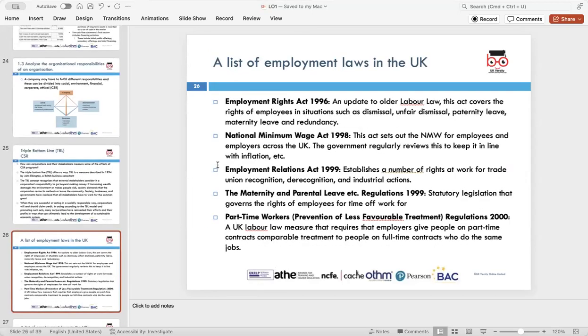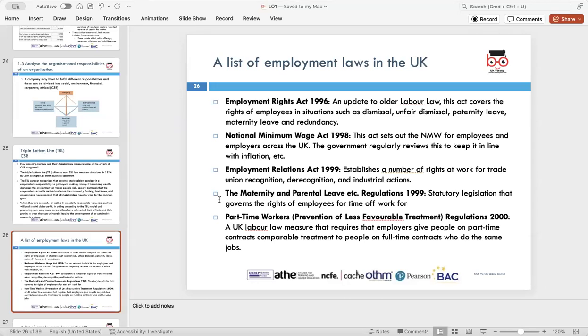List of employment laws in the UK. So there are certain different employment laws in the UK: Employment Rights Act 1996, National Minimum Wage 1998, Employment Relations Act 1999, Maternity and Parental Leave 1999, and Part-Time Workers Act 2000.